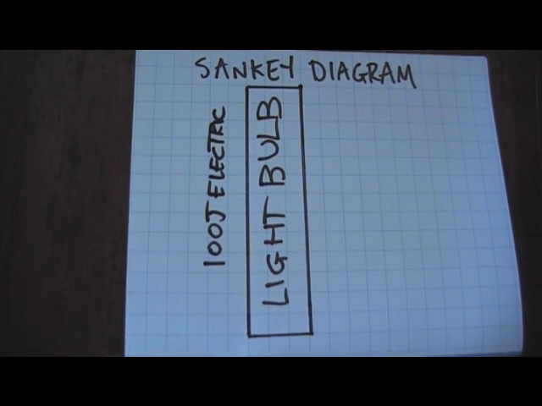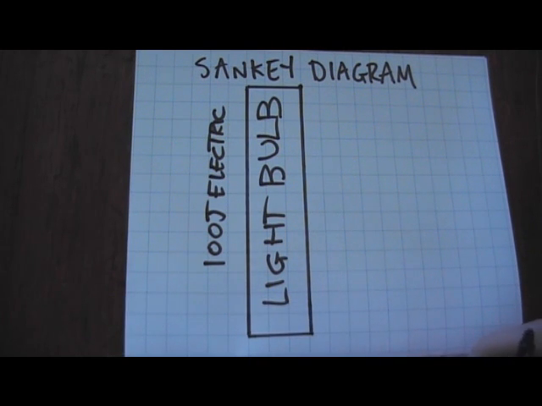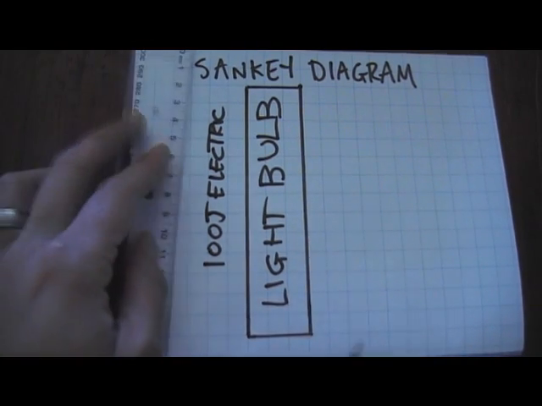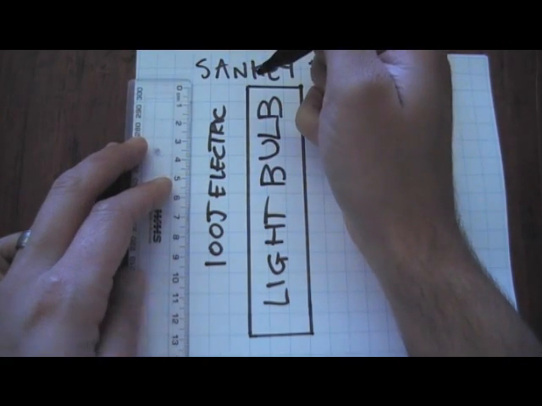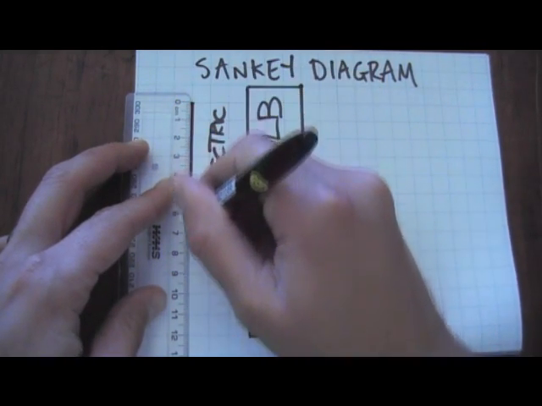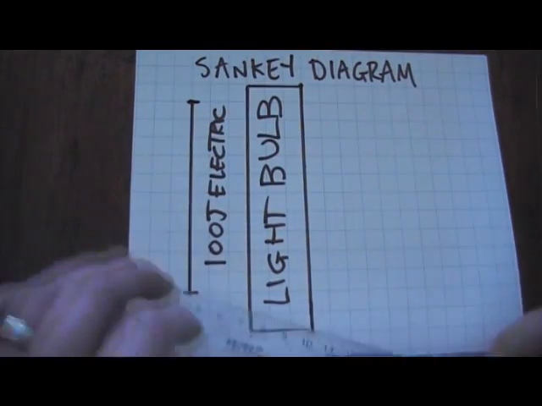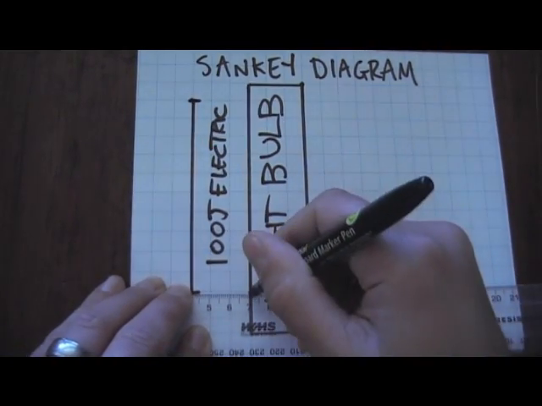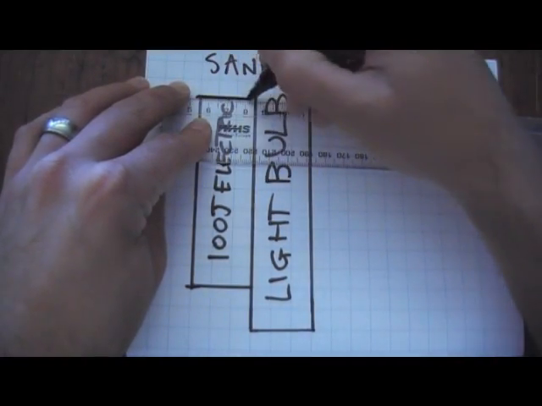Now, a reasonable scale to choose would be that 1 centimetre square, this paper is 1 centimetre squares, is 10 joules. And so I have to draw on 100 joules worth, which is going to mean 10 centimetres. Okay, so I measure with the ruler 10 centimetres down, and that is going to represent 100 joules. Okie dokie, that's the arrow going in.